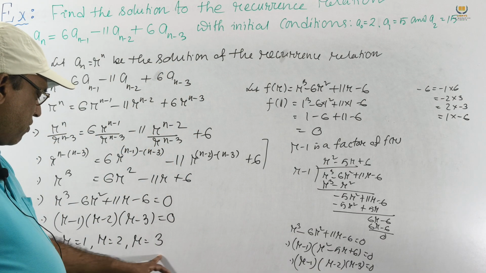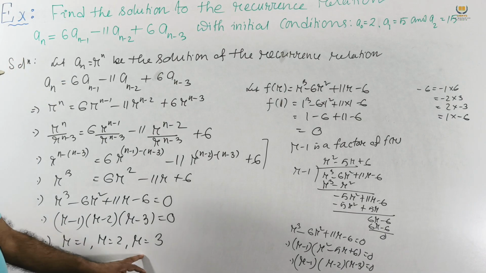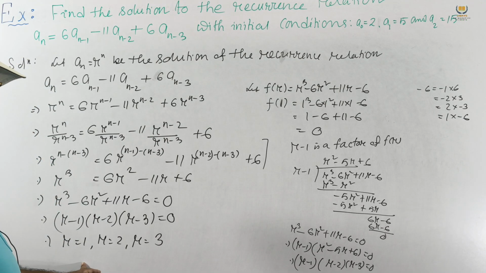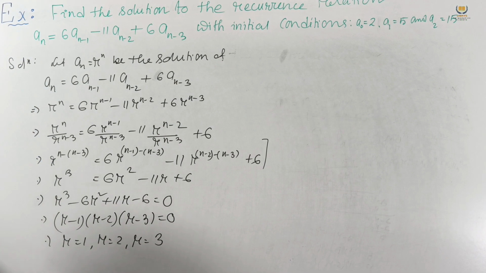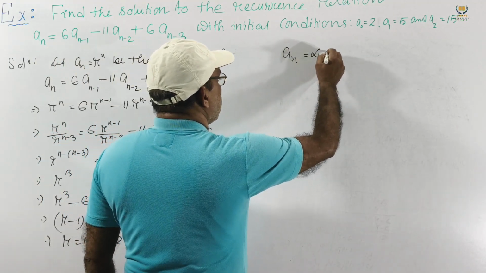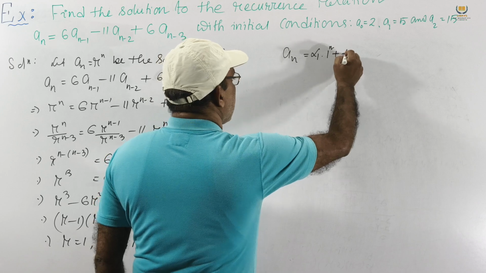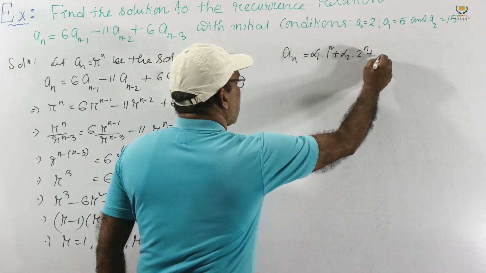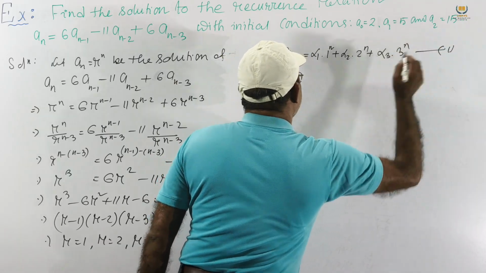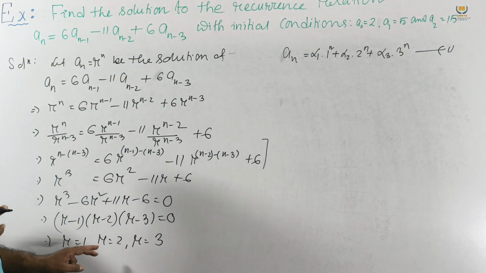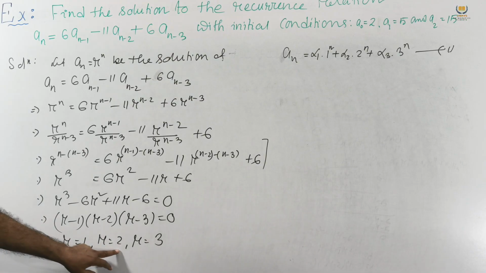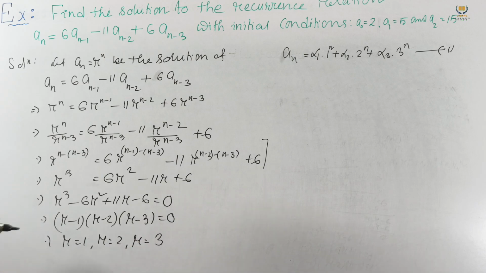So for this we get the roots r equal to 1, 2, 3. All of these are unequal. If roots are unequal, then the solution will be a_n equal to alpha 1 into 1 to the power n, alpha 2 into 2 to the power n, alpha 3 into 3 to the power n. This is number 1 you consider. This is the solution of the recurrence relation.